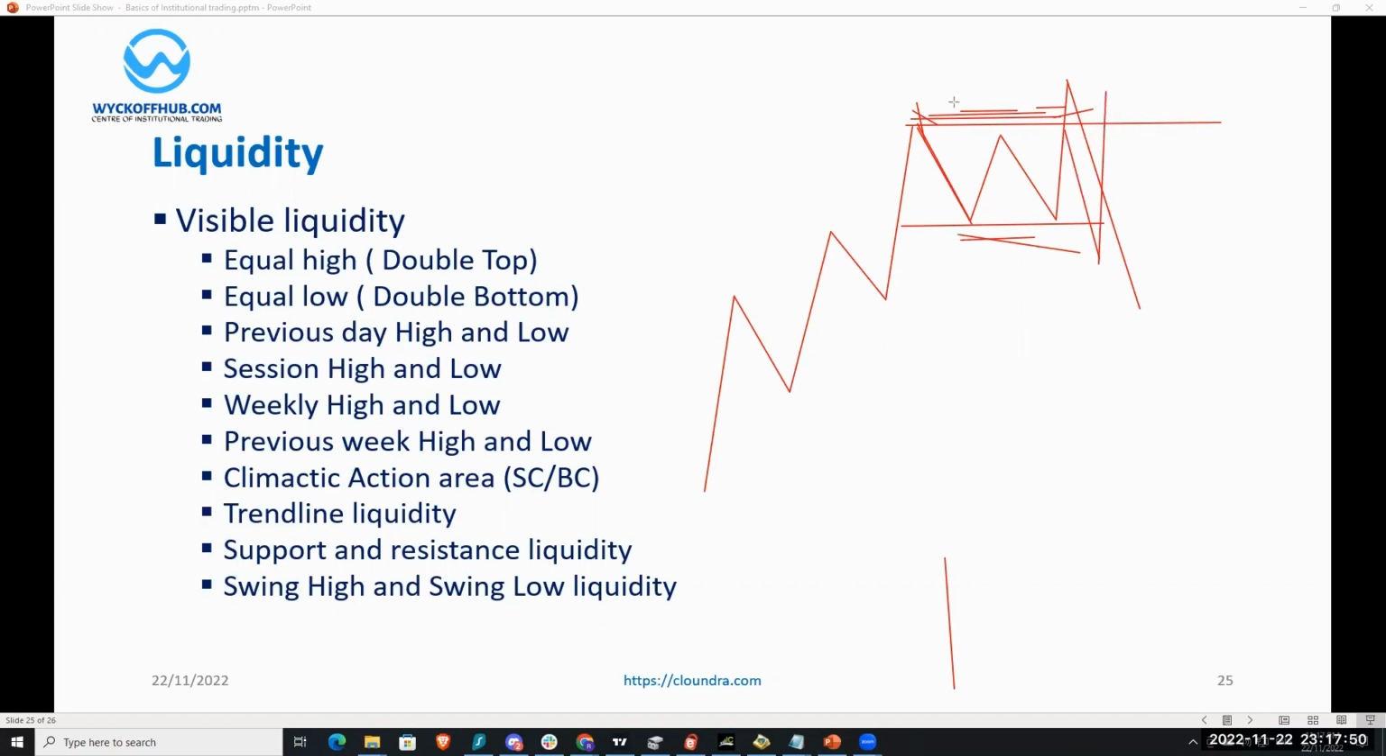I normally don't trade those ones. I only trade this setup where you've got equal highs up here and you've got this liquidity, and then it's a sweep of the liquidity.